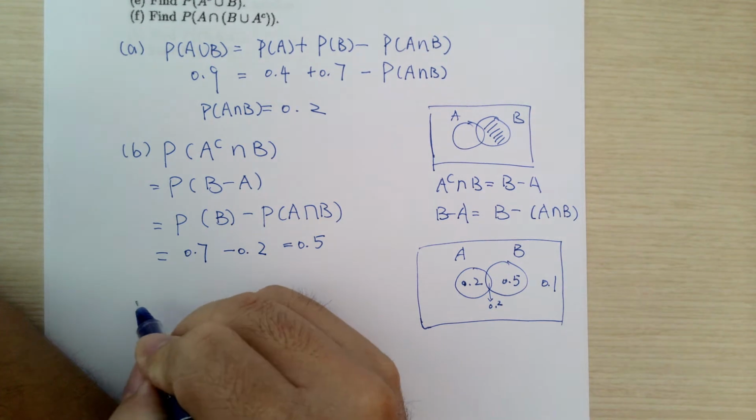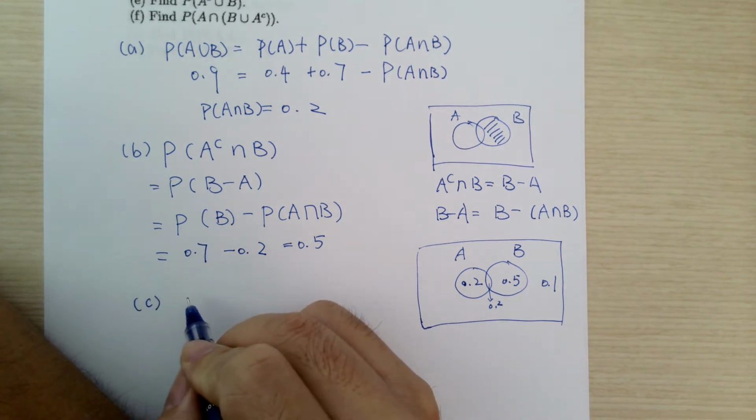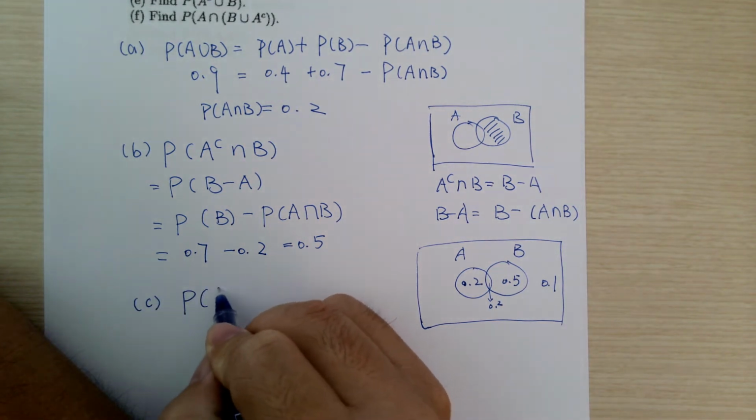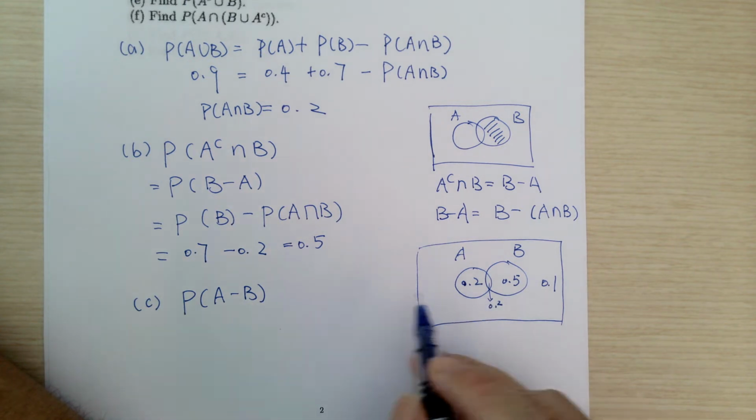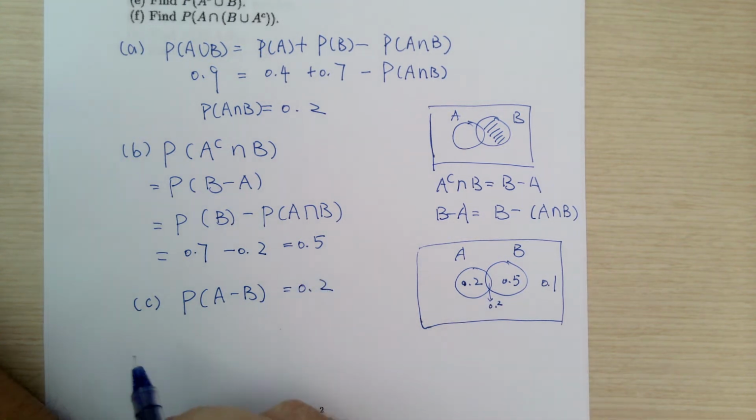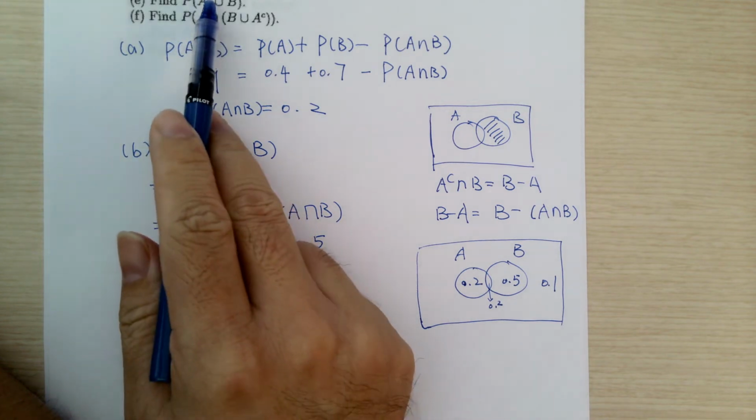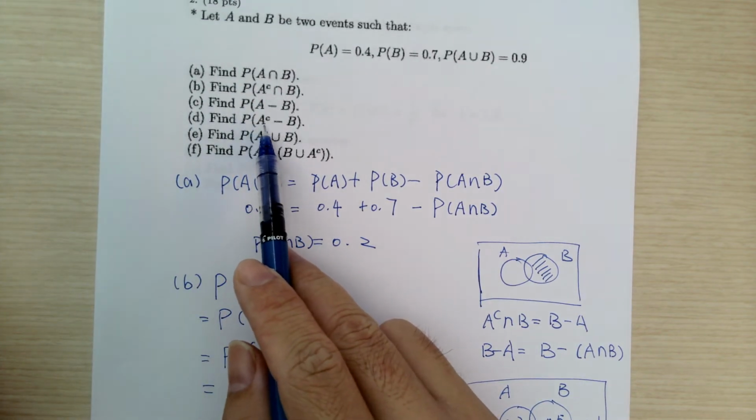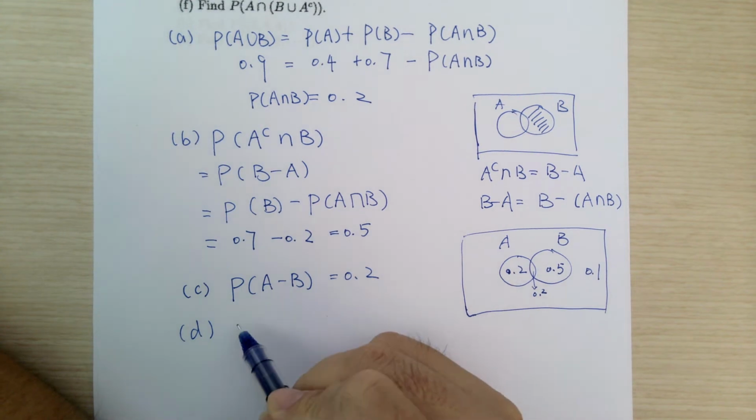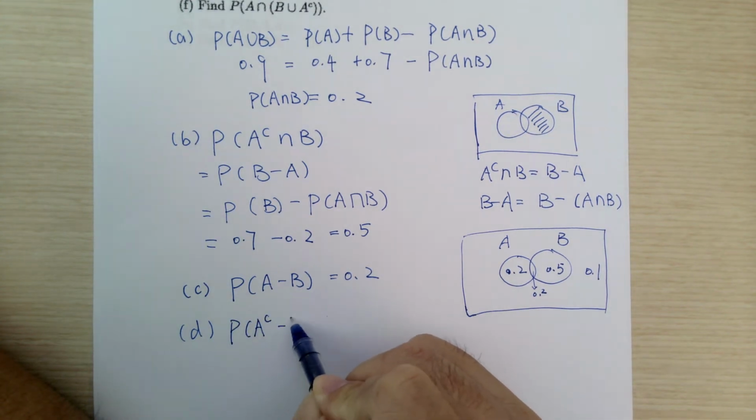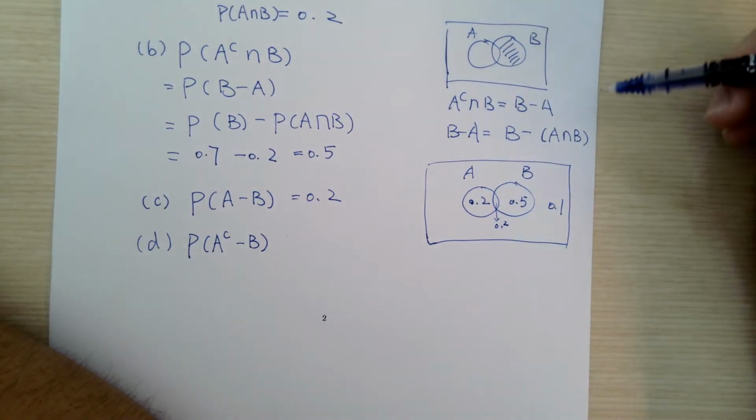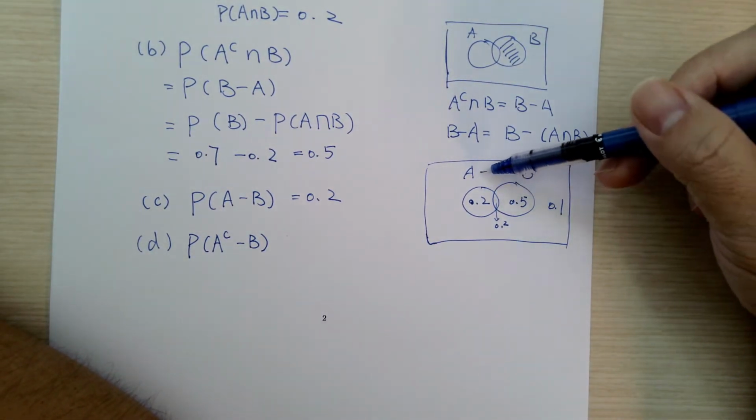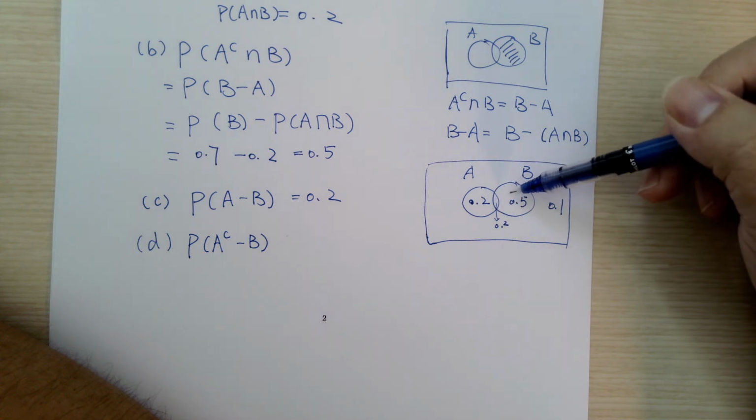And C, P of A minus B, as you can read from here, is equal to 0.2. Okay. And D, what is the P of A complement minus B? So it's P of A complement minus B. So A complement here is right here, and then minus B here.